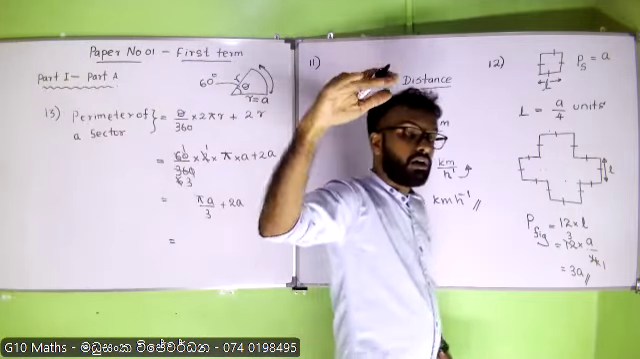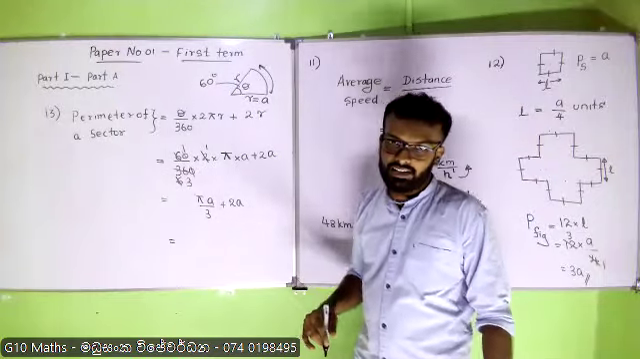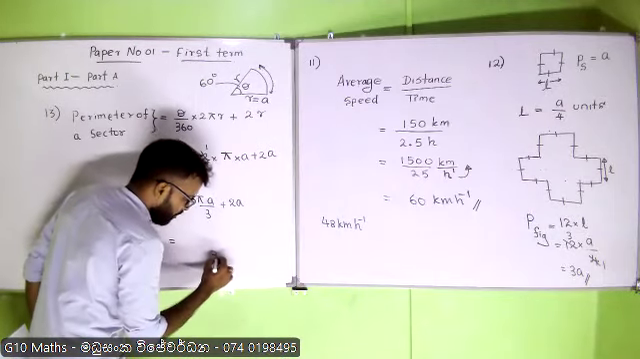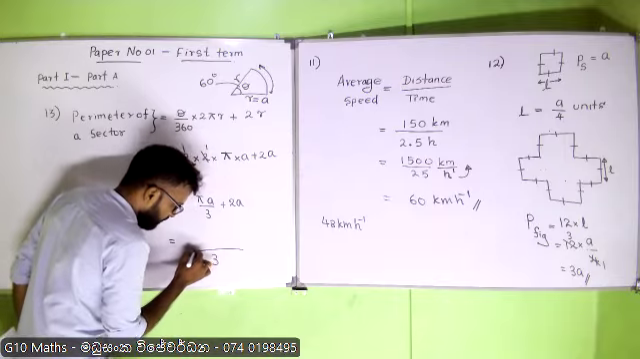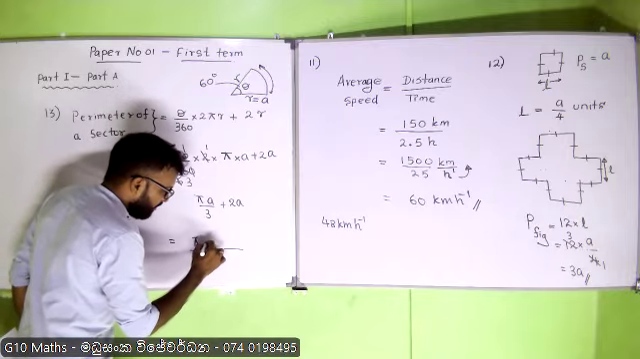You know how to simplify this. I have told you 100 times how to simplify these kinds of things. So the common denominator is 3. Common denominator is 3. Here 3, 3. Write pi A.